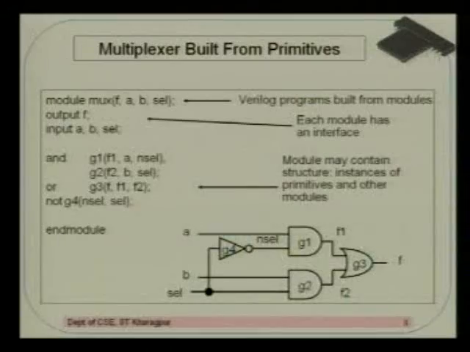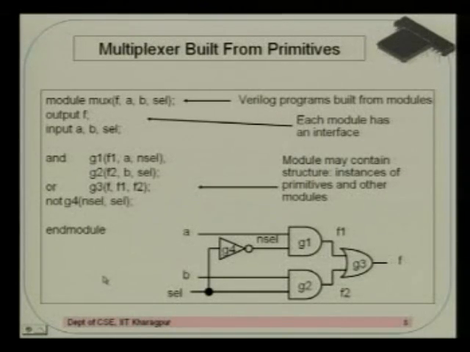All of us know the basic circuit of a multiplexer, right? In a basic circuit of a multiplexer, you know that there are two AND gates and one OR gate, and you have an inverter which is essentially used to select either this AND gate or this AND gate, right? So this is a simple hardware of a multiplexer. I would like to express this particular piece of hardware using the language Verilog.